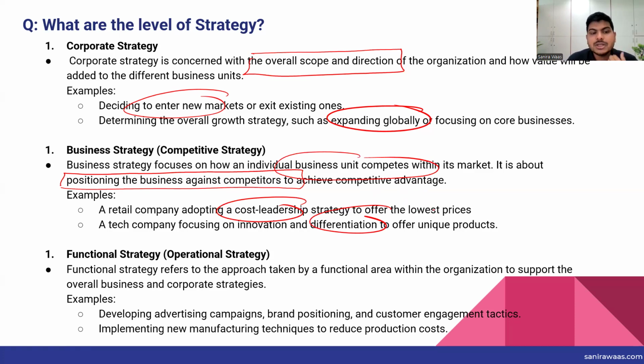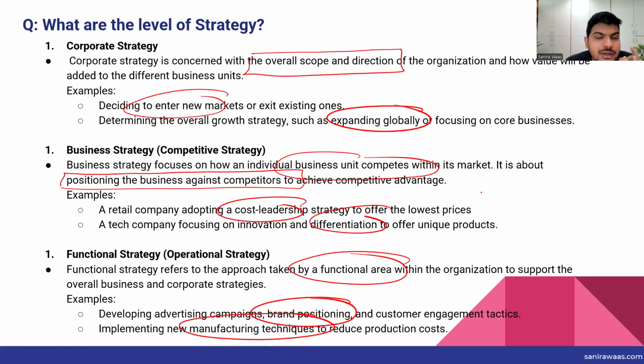Then the last one is the functional or operational strategy, where you talk about your functional areas, maybe your marketing campaigns, how your brand positioning should be, how your new manufacturing should be. Those are called functional strategies or operational strategies.